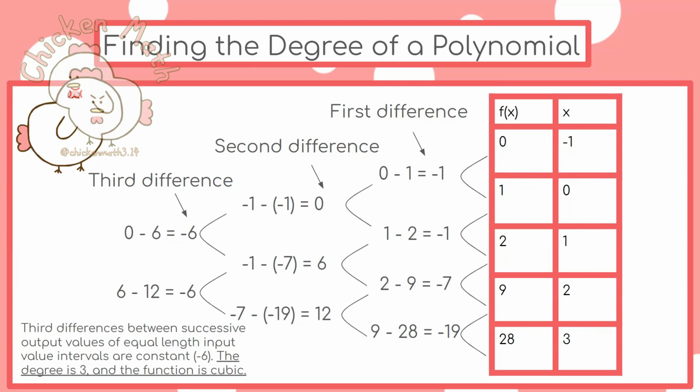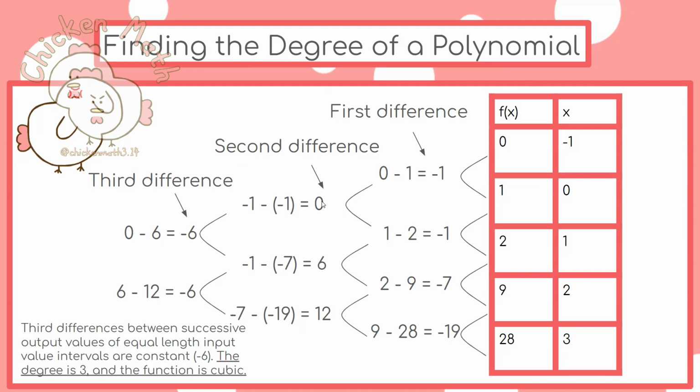So that means that our degree cannot be 1, because functions with a degree of 1 have constant first differences. So now we're going to be looking at our second difference, which is basically just the difference between our first differences. So we're going to take these values right here, and we're going to subtract them from one another, successively, of course. So negative 1 minus negative 1, negative 1 minus negative 7, negative 7 minus negative 19. So if you look over here, you can see that we did the math, and our second differences will be 0, 6, and 12, which again are not constant.